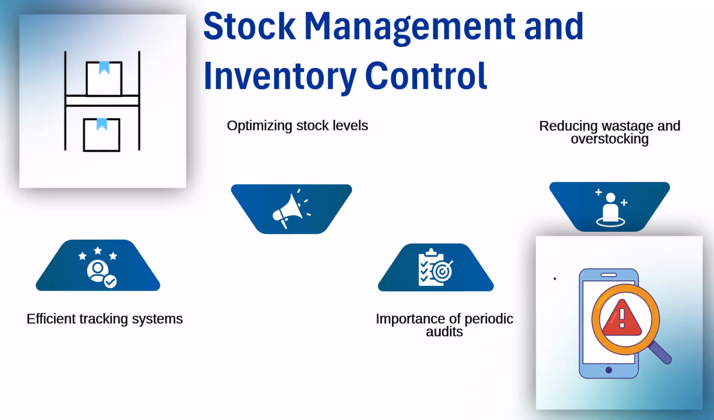Managing stock is like balancing your fridge. You don't want too much or too little. Optimizing inventory helps reduce costs and prevents overstocking issues. Modern tracking systems keep businesses informed in real time. Regular audits ensure stock accuracy, like checking your fridge for expired milk. When done right, inventory control boosts efficiency and profitability, making businesses run smoother than a well-stocked supermarket aisle.